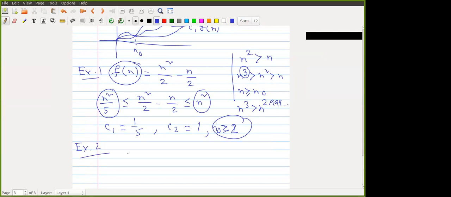So I'll just give you a small example, not a counter example. So can we prove that? Maybe this is an exercise, a homework kind of thing.